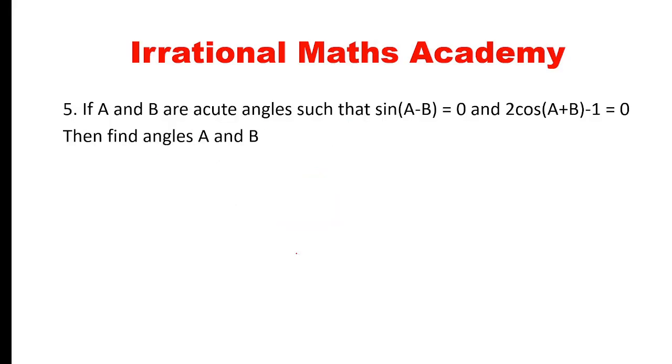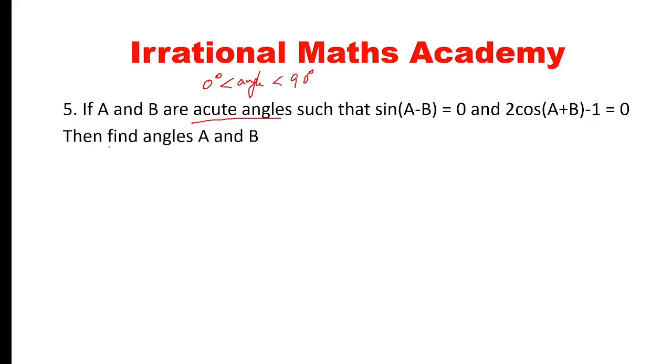Next, if A and B are acute angles. Acute angle means what? First of all, an angle which is greater than 0 degrees and less than 90 degrees, we call those angles acute angles. Here they are saying A and B are acute angles, meaning both values should be more than 0 degrees and less than 90 degrees. Let's start. First we'll solve the first one.